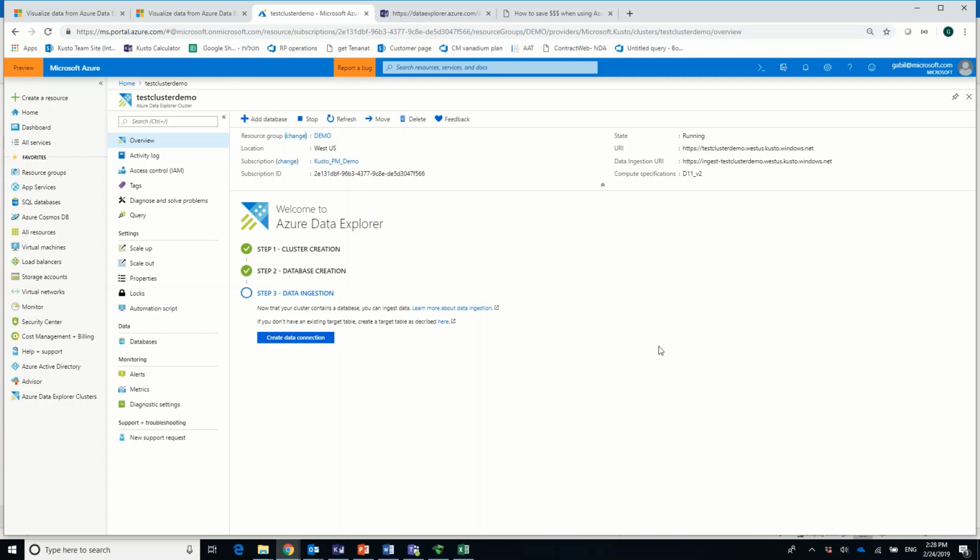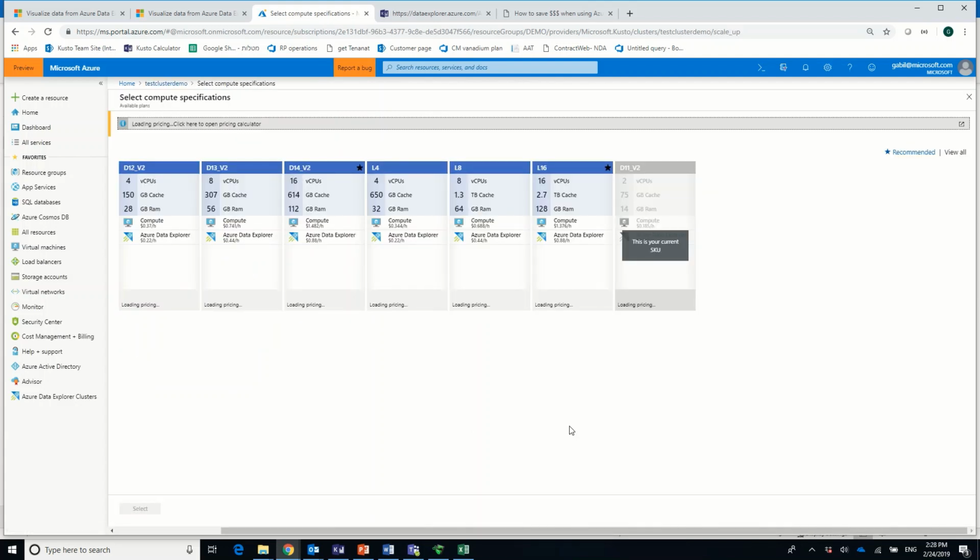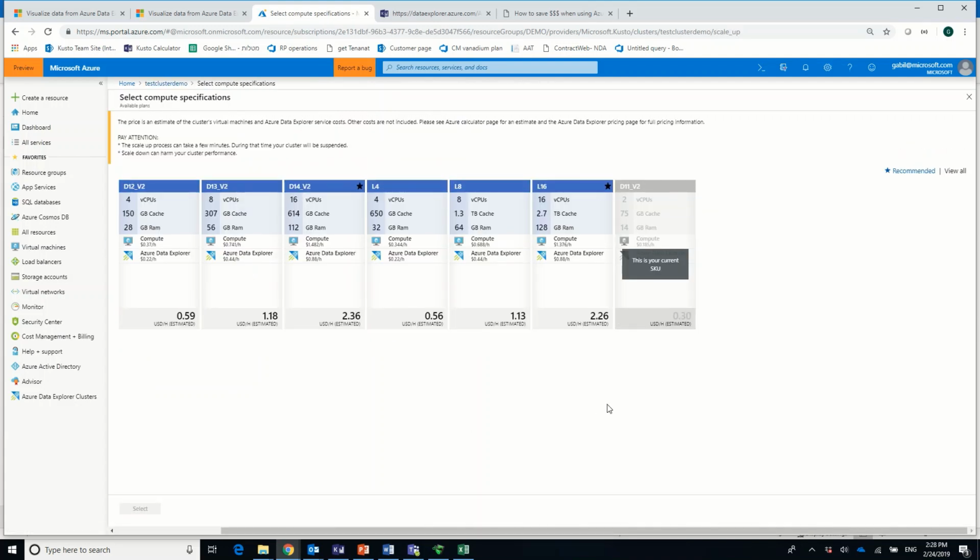In order to see all the SKUs available in this specific region, we will go to the Scale Up blade in Azure Portal. We see that in this region, we have 7 SKUs that Azure Data Explorer supports. We have 4 D-series SKUs, which are the D11 we are currently using, D12, D13, D14, and we have 3 L-series SKUs, which are the L4, L8, and L16. The D-series SKU is compute optimized, and the L-series SKUs are storage optimized.